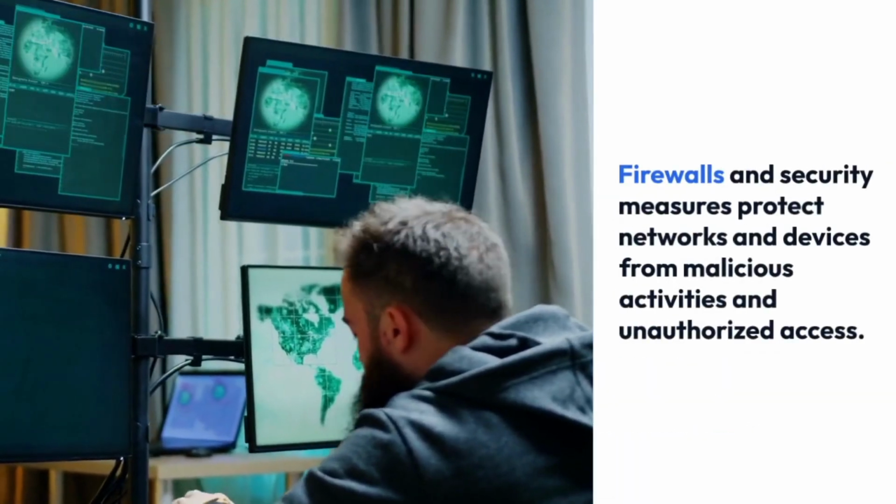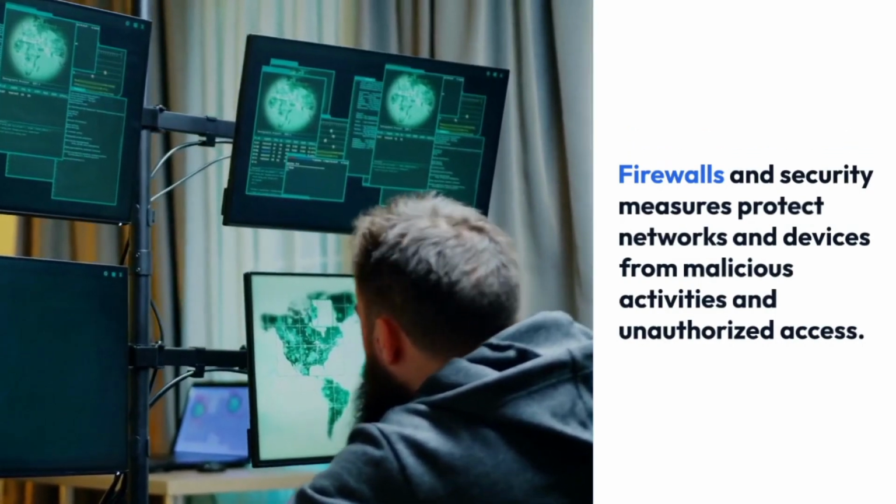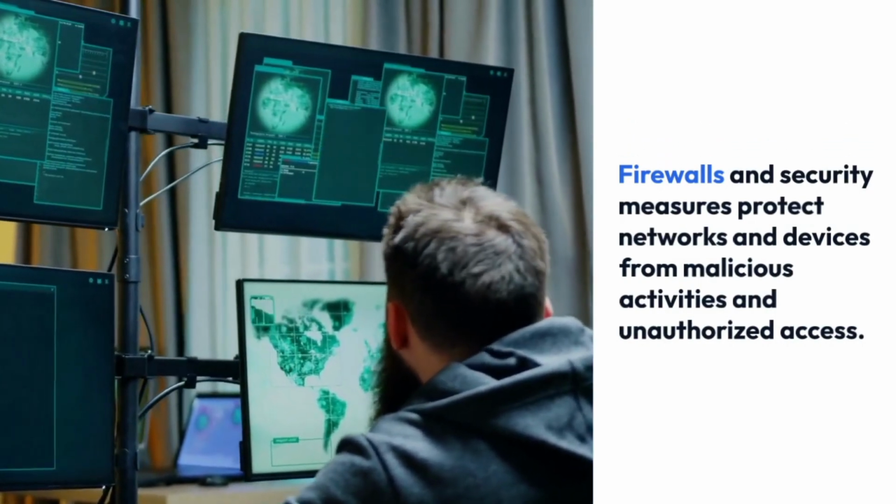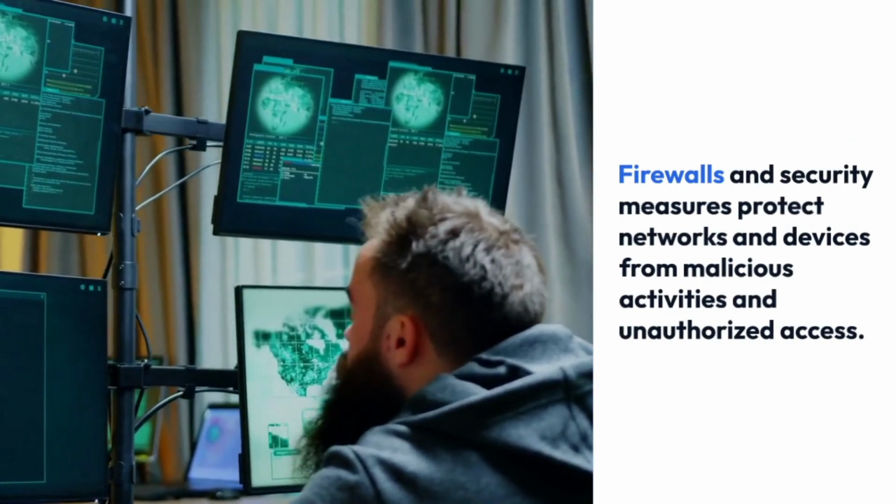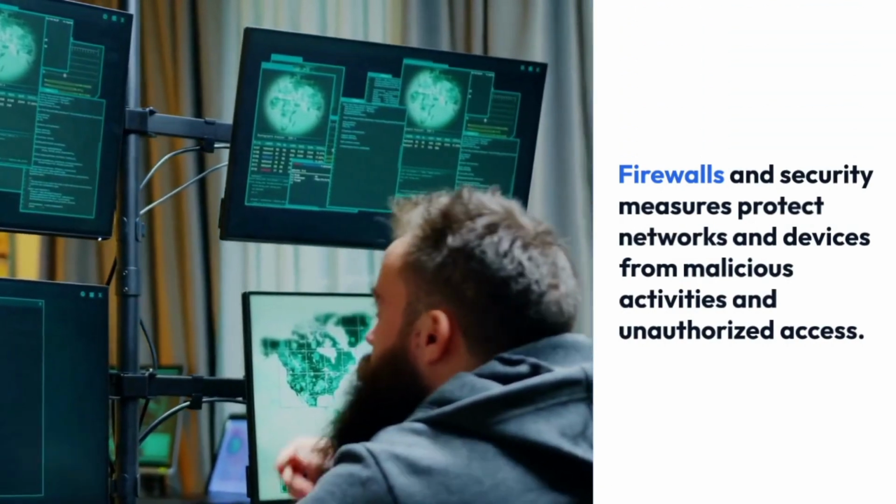Eighth one is firewalls and security. Data security is essential on the internet. Firewalls and other security measures are in place to protect networks and devices from bad activities and unauthorized access.